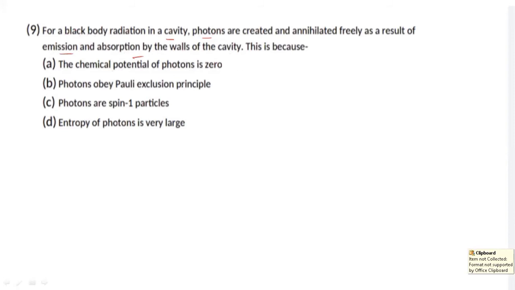So what is responsible for this phenomenon? The first option is that the chemical potential of the photon is 0. The second is photons obey Pauli exclusion principle. The third is photons are spin 1 particles, and the fourth is entropy of photons is very large. So this can be said directly that the chemical potential of photons is 0. That is the reason that in this cavity, photons are created and annihilated because of emission and absorption.